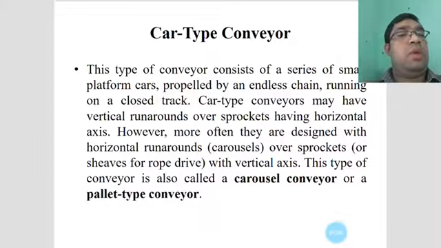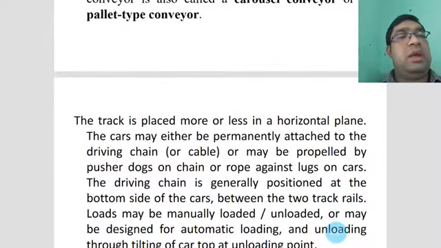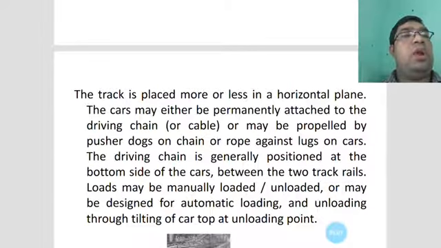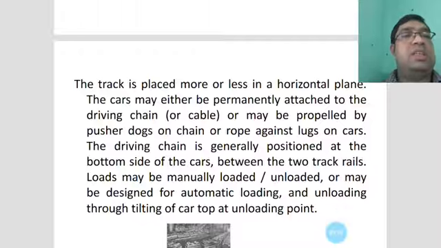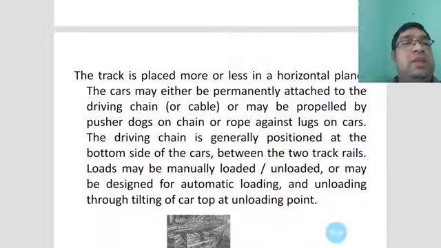In this type of conveyor, the car usual conveyors, the track is placed more or less in a horizontal plane also, and this car may either be permanently attached to the driving chain or cable. And basically in a few cases we can see that this driving car is permanently attached to the driving chains or cable, or may be propelled by the pusher dogs on chain or rope against the lugs of car.